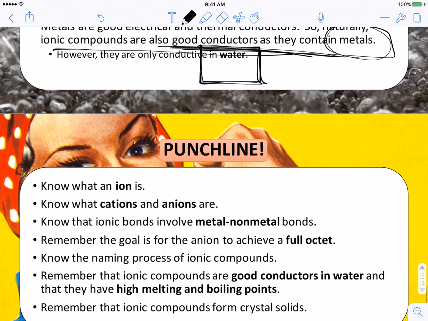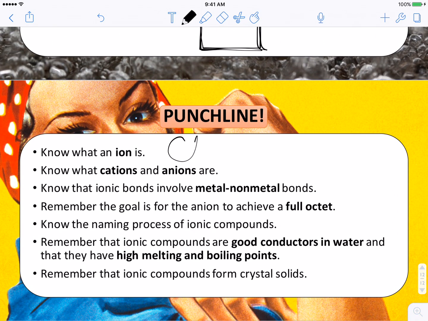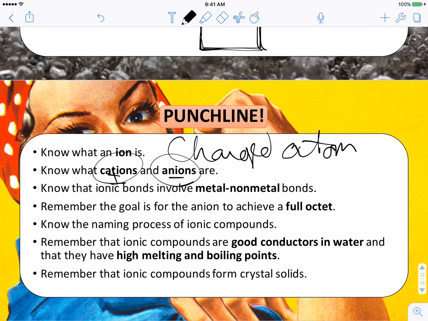So for our punchline, you need to know that an ion is a charged atom. And the difference between the cation and the anion. Okay, cat, positive. Cats have paws. Cations are positive. Anions are negatively charged. Okay, ionic has a metal involved and a non-metal. It's not metal to metal because that's something completely different called an alloy, but metal to nonmetals, that's an indicator that you have an ionic bond or an ionic compound.